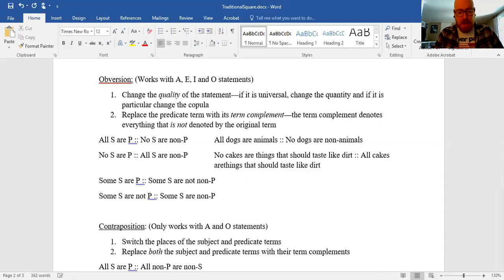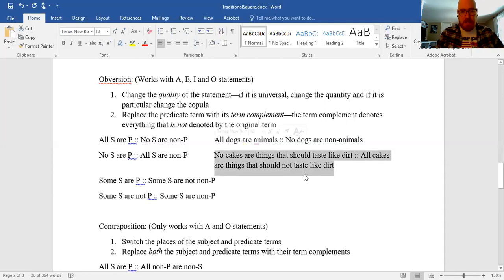Since we have a "should" in here, what we can do is change this term into its term complement by putting some sort of negation within the description itself. If we're starting with "No cakes are things that should taste like dirt," we could very easily change that to a term complement, something like "All cakes are things that should not taste like dirt." So with descriptive phrases, there are ways of embedding a different kind of quality within the descriptive phrase itself.